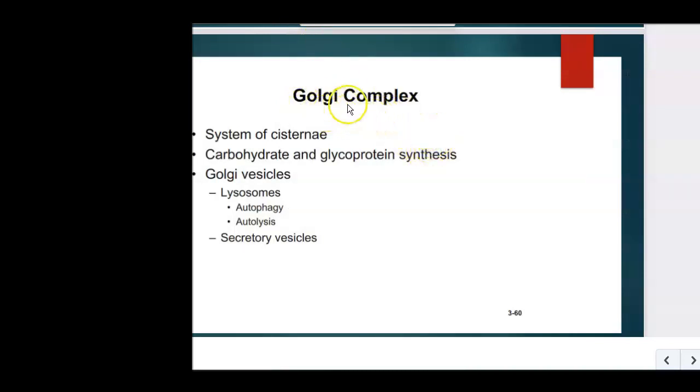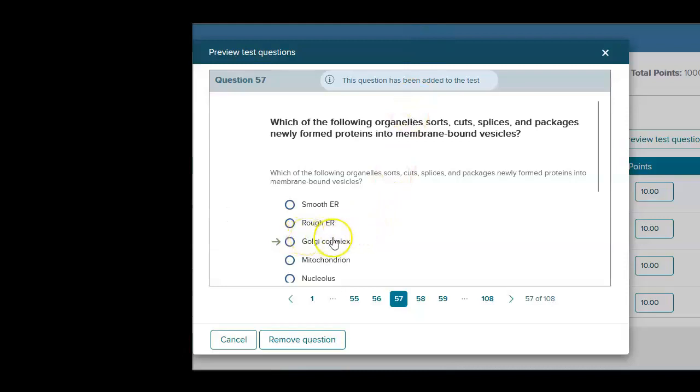Right here we have Golgi complex. Right, it has to do with the proteins and forming vesicles right here, secretory vesicles again. So then Golgi complex should be the answer. Going back to the question, and that's what we got right here, Golgi complex.